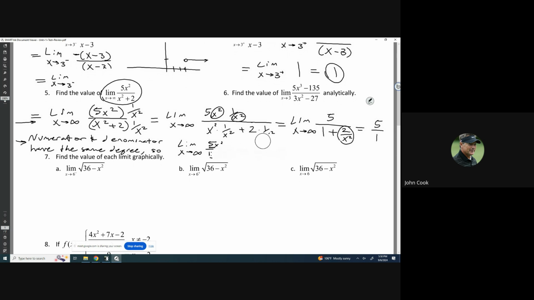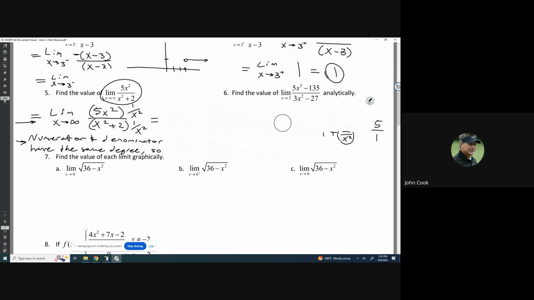All right, let's take a look at number 6. It says to find the limit of this expression analytically. Analytically means that what we're going to do is try to simplify the expression. So we're going to factor and then try to simplify and make the expression really easy to work with.